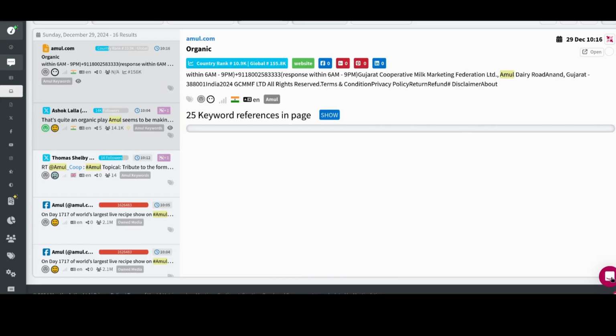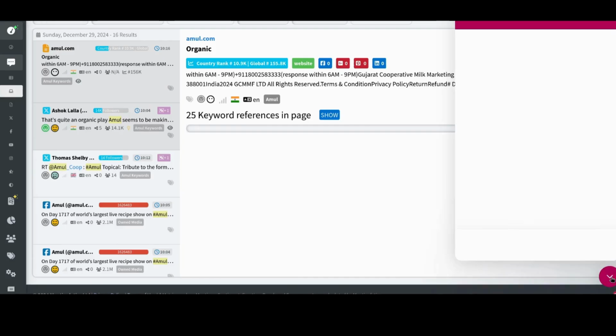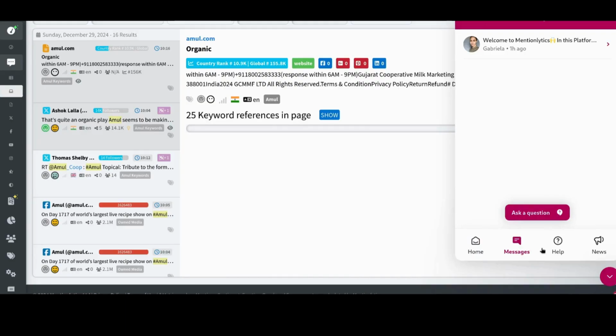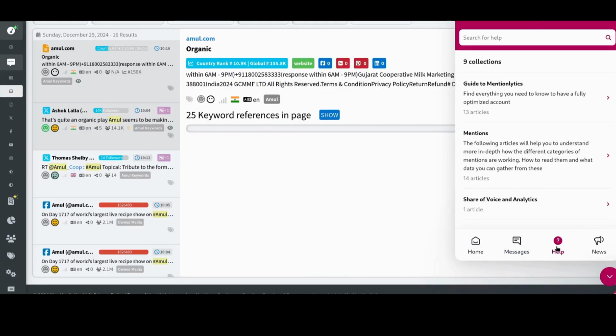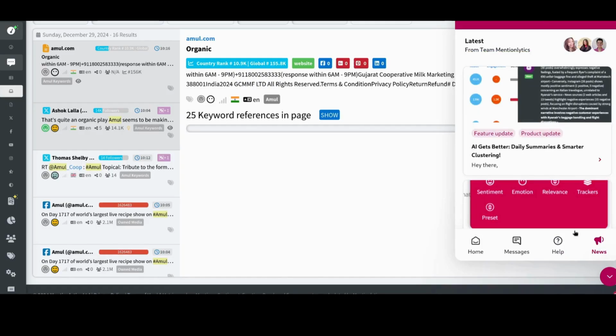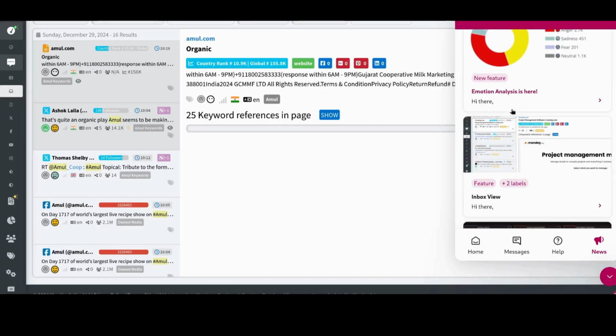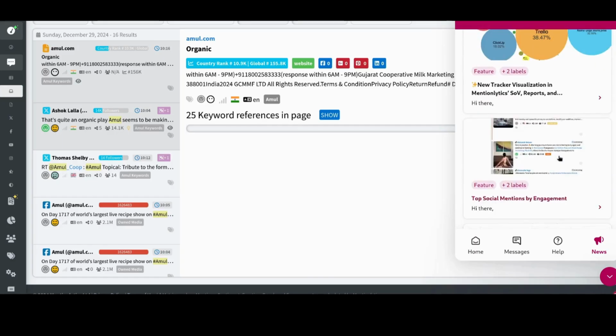Mention Analytics also provides a chatbot, which is an AI tool for customer care service if you have any issue with the product. With this tool, you can send messages and ask for help. There's an AI chatbot, and you can also see the features which are being updated in this, and how to use them.